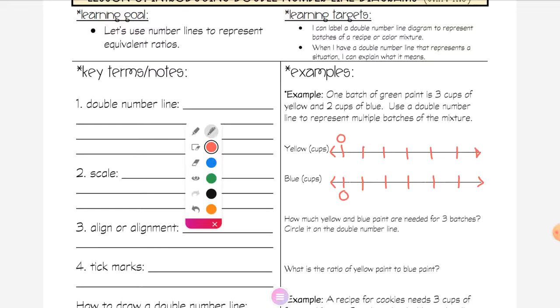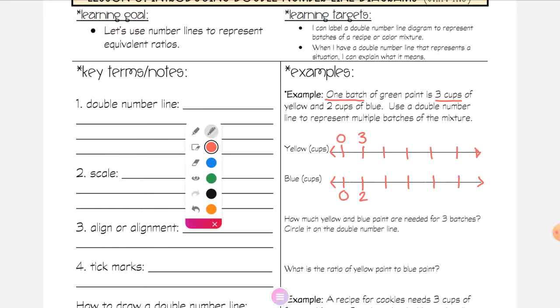Now, each of those tick marks in these examples is representing 1 batch. Each tick mark is representing 1 batch. So this tells me 1 batch is 3 cups of yellow and 2 cups of blue. So 1 batch of yellow paint is 3. 1 batch of blue paint is how much? 2. So I put a 3 on top, a 2 on bottom. That tells me what I'm counting by on each number line.